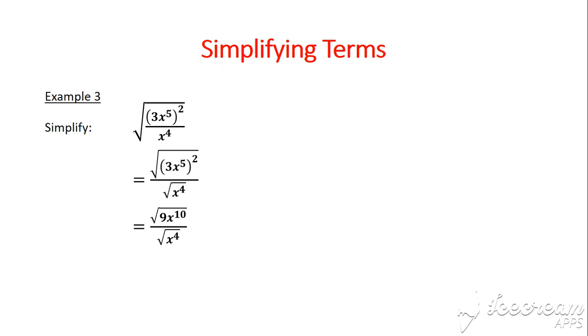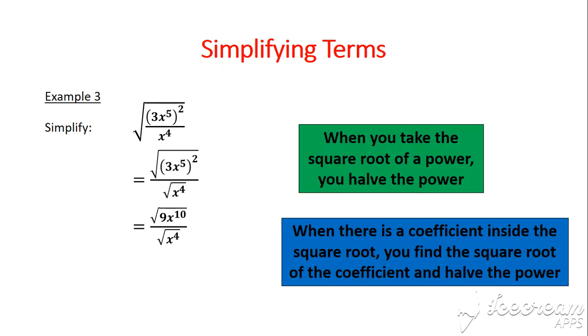Right, now we can use the square roots and use our strategy. So let's look at the top of the fraction, and let's square root 9 to get 3. 3 times 3 makes 9. And let's halve the power back to x to the power of 5. On the bottom, we're going to halve the power to get x to the power of 2. This simplifies down to 3 times x to the power of 3, because we can go 5 minus 2 makes a power of 3.